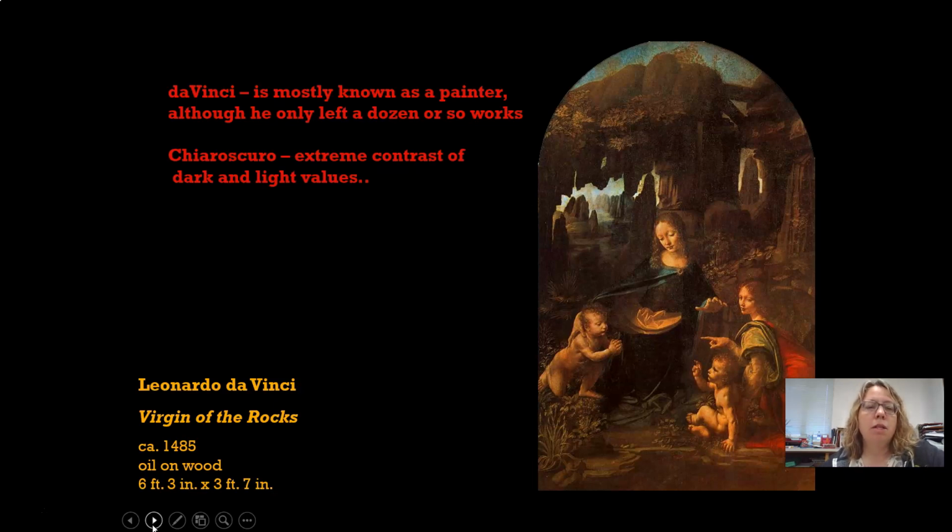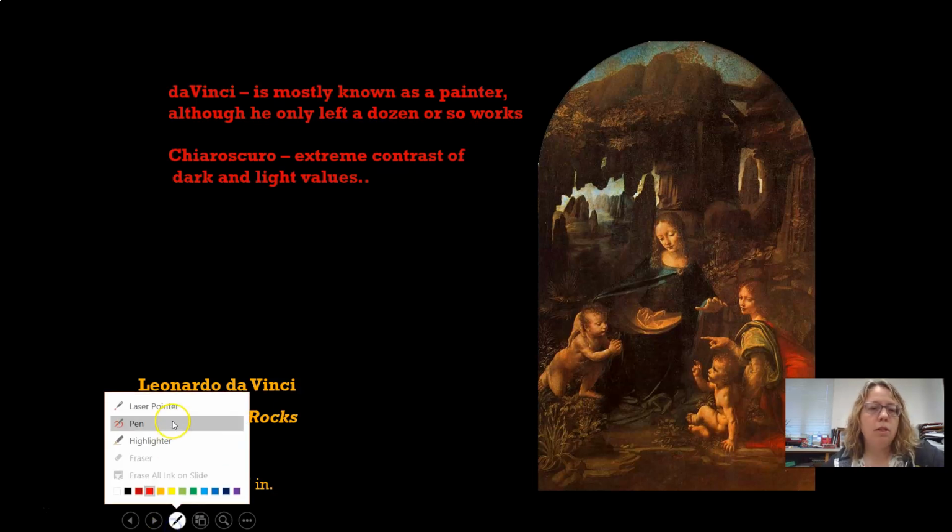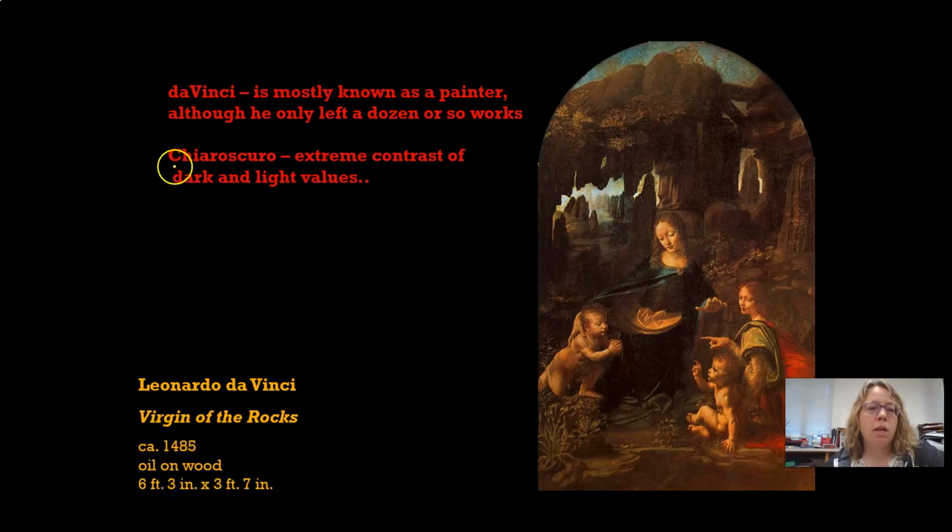So this is one that he's finished, a very famous one called Virgin of the Rocks. And one of the things he's really known for is this word right here. I'm going to change our color here so you can see it. Chiaroscuro. Okay, which is the extreme contrast of darks and lights. So you'll notice how dark her dress and all these areas back here are, but then the things he wants to focus on are lit up. So her face is really light. The children's faces are very light.